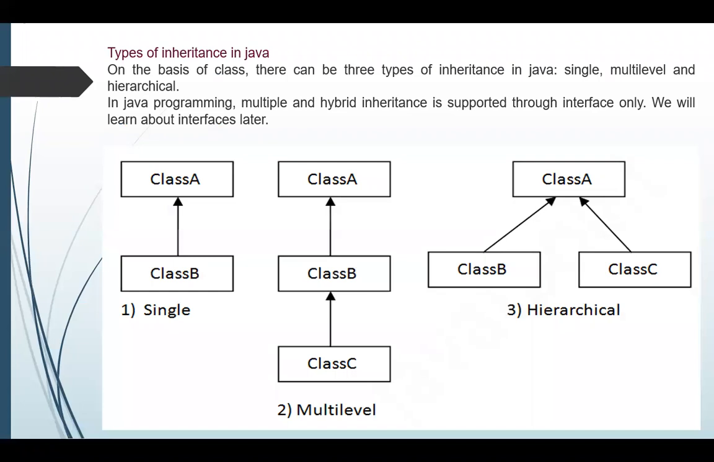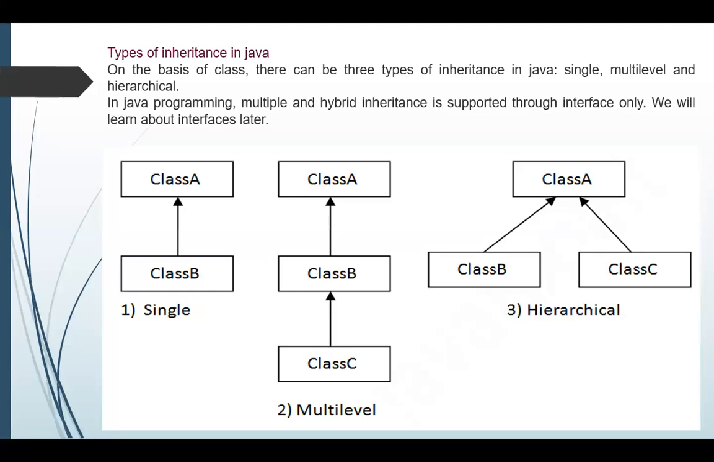As of now, we studied that this is inheritance, this is the parent class, and these are the child classes. We derive child classes from the parent class, so we use that data. Now, each way of accessing this data has a different pattern. These patterns are called types of inheritance. On the basis of classes, we have three types of inheritance: first is single inheritance, second is multilevel inheritance, and third is hierarchical inheritance.